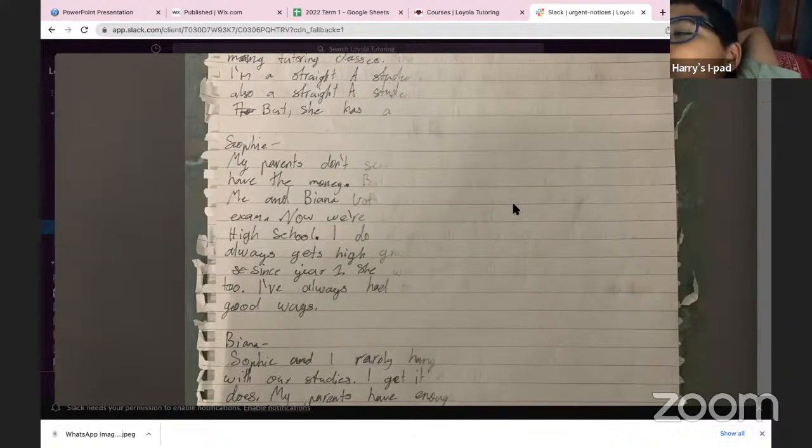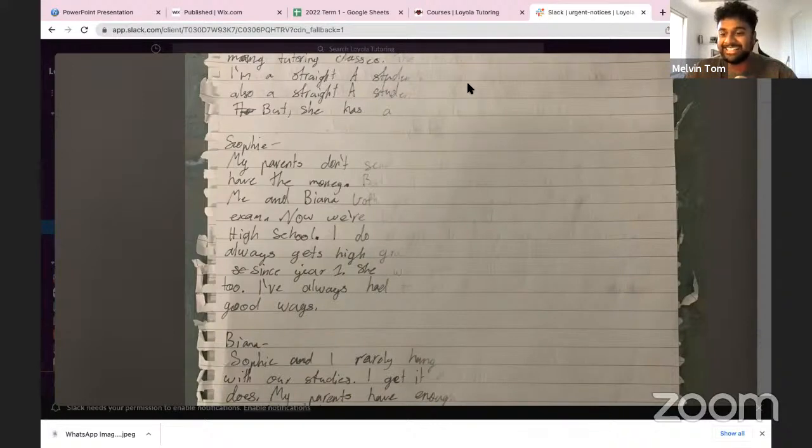Yes. I don't even have an erasable pencil. Why would I even write in it? Harry, why are you lying down in your bed? You're in class, bro. Looks like you're on vacation there on your bed, just lying back.